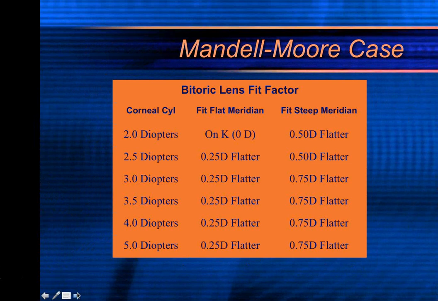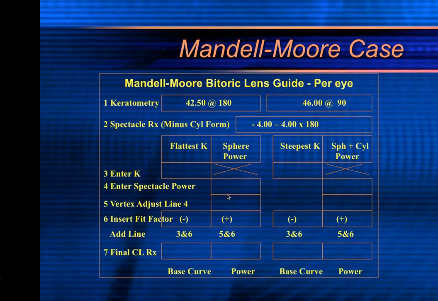And we saw that earlier, didn't we, where you have a certain amount of corneal toricity, it will recommend, for example, in a low corneal astigmatic, going on K in the flat meridian and a half diopter flatter in the steep. And as you get to 3 diopters or greater, it's a quarter flat in the flat and 3/4 flat in the steep meridian. So all you really have to do is input the K values and the refraction. Mandel-Moore takes it from there.